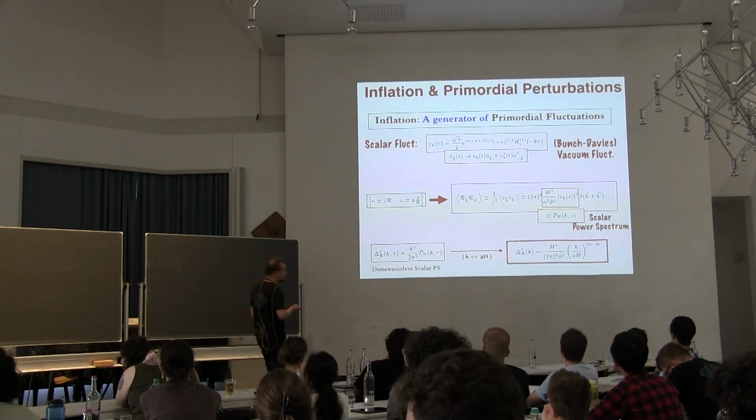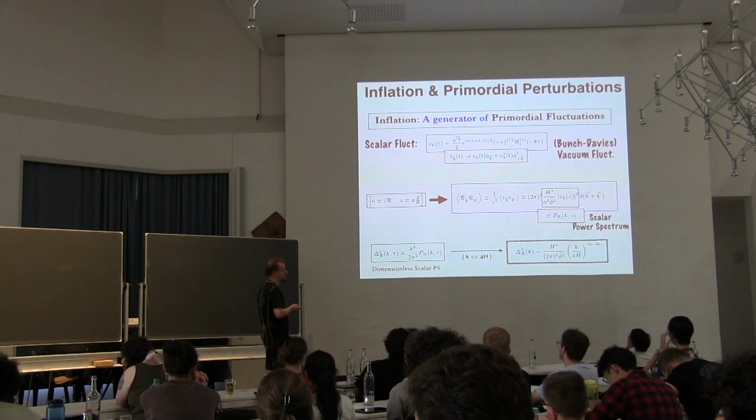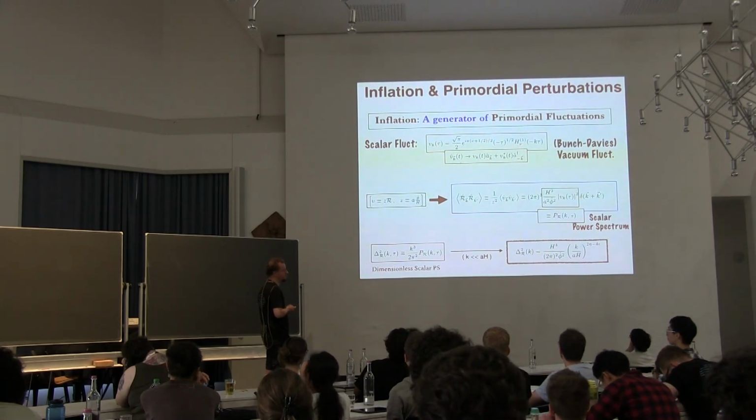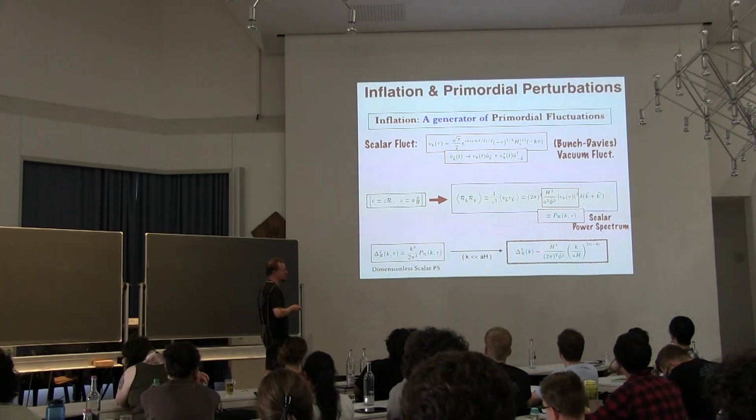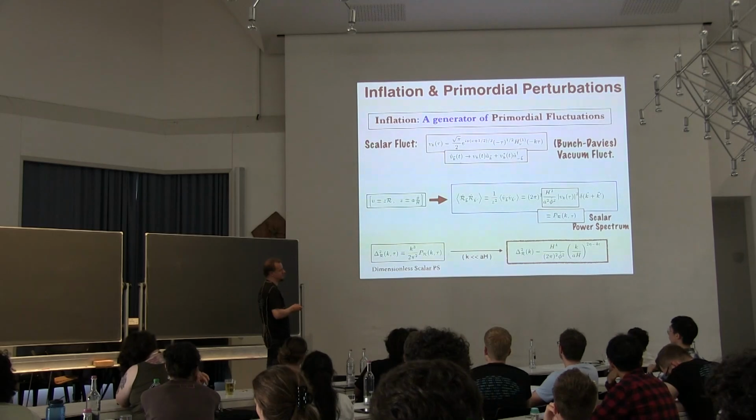So now this is the expectation value of a stochastic but classical field of fluctuations. And this is the famous prediction of inflation of the power spectrum for scalar fluctuations with a tilt depending on the slow roll.